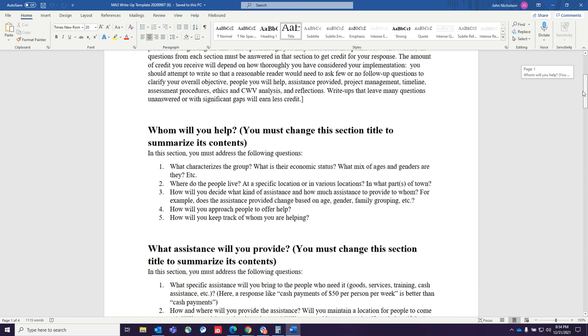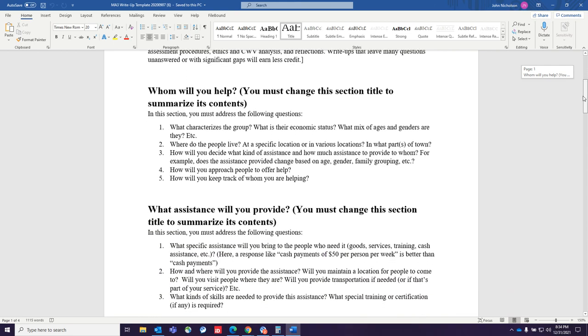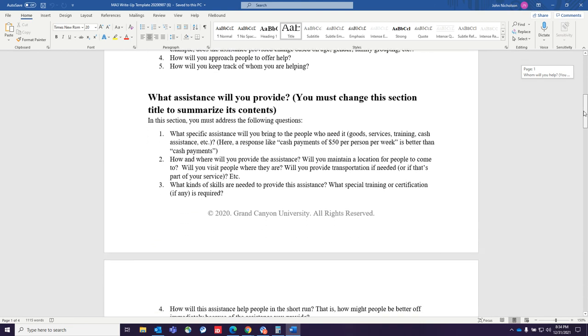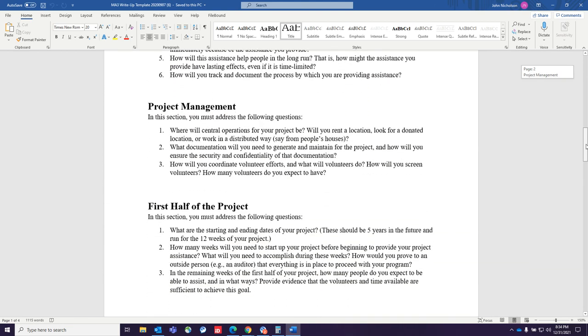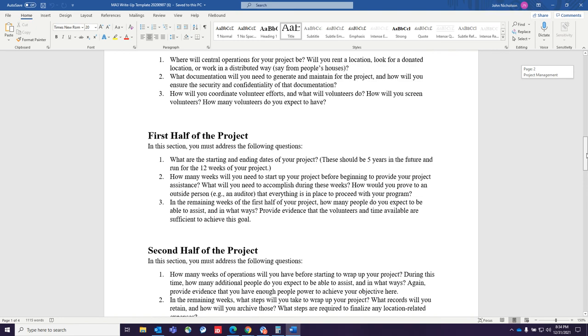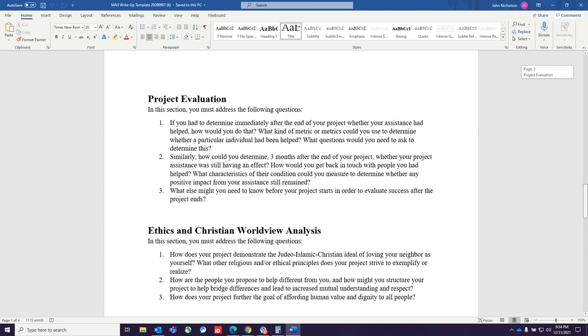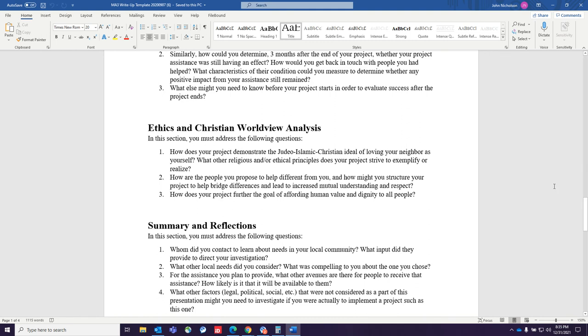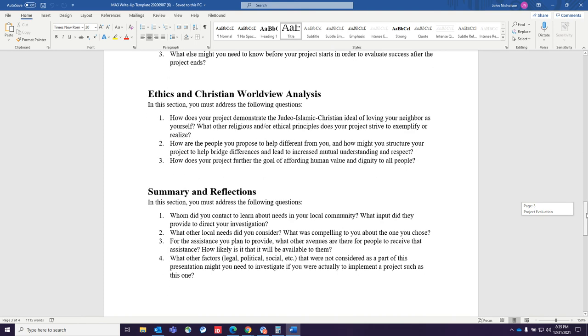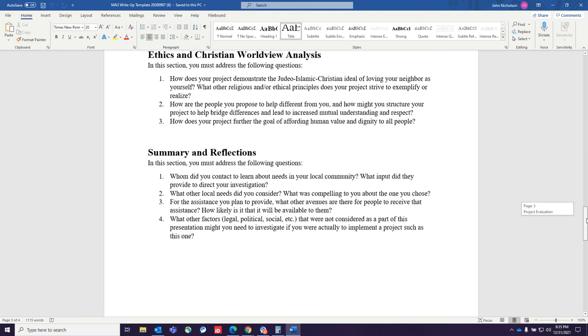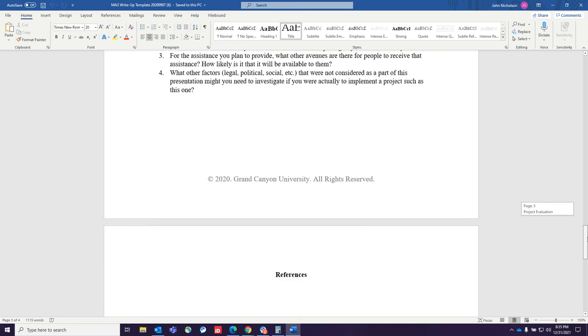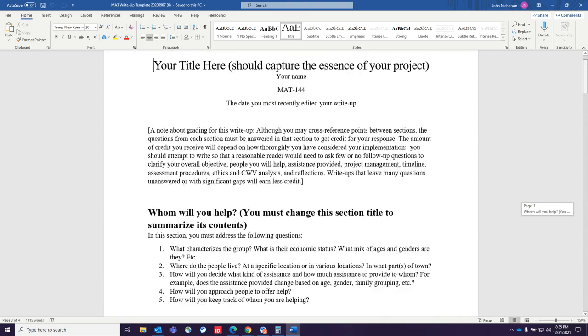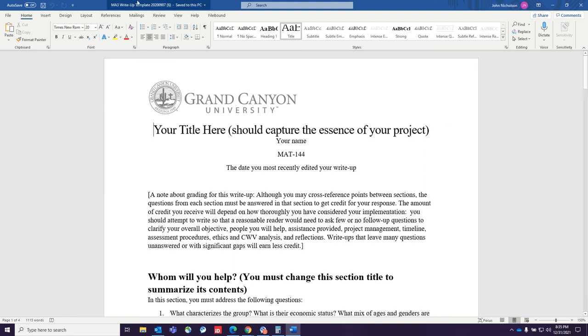And in the write-up, it describes what those sections are: who you're helping with your project, what type of assistance you're providing, how you're going to manage the project, specifically in its first half and second half, how you're going to evaluate the success of your project, how your project contributes to it at the ethics of a Christian worldview, analyzing that from a Christian worldview perspective, and then a summary of your reflections on your project overall. This link right up under task gives you a very detailed account of exactly what your essay needs to contain.